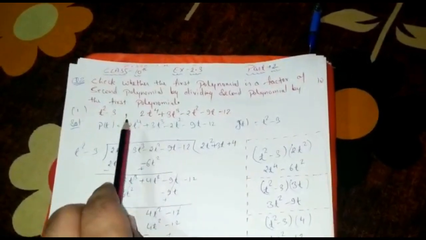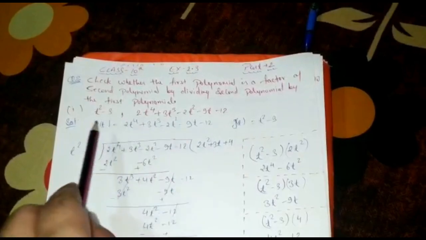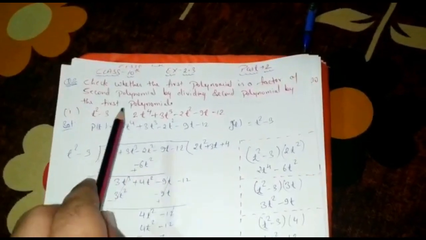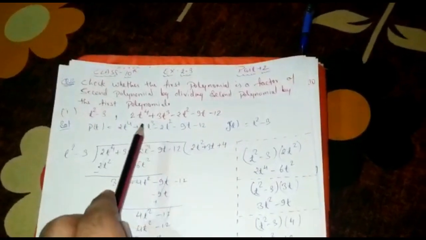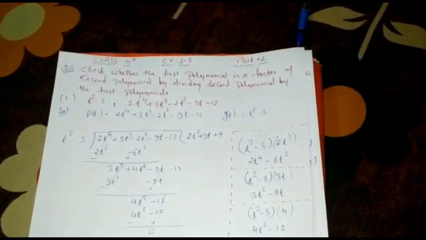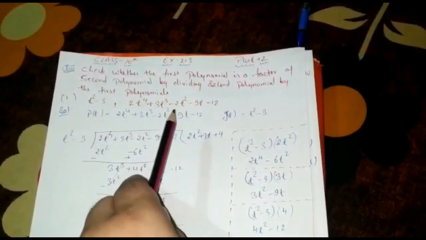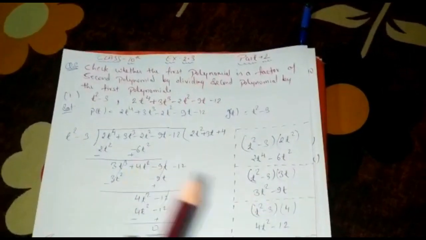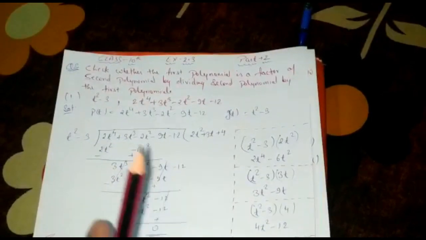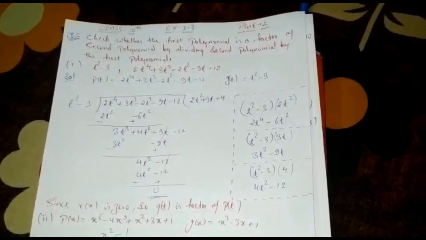So this is our p(t), as this question is given in the form of t, so we can take it as p(t), and this is g(t). When we divide this by this, if we get remainder equal to 0, then we can say that yes, this is a factor of this polynomial, and if the remainder is not equal to 0, then we say that this is not a factor of this polynomial. So let us discuss this question.